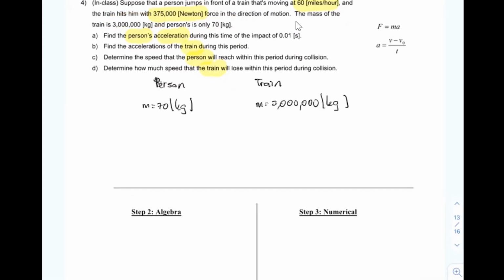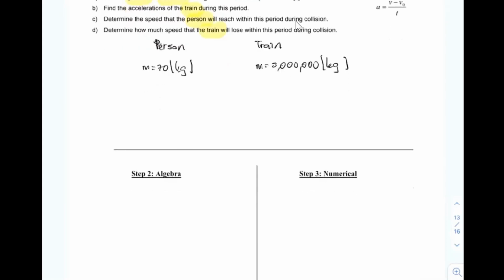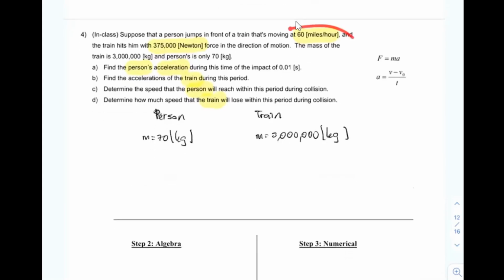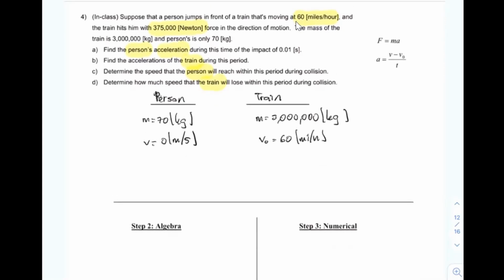All right, what else do I know? I know that the train is moving initially at 60 miles per hour. So we got 60 here. That's the speed of the train, so the train has an initial speed. And I also know that the person is not moving, so this is going to be 0. The person is not moving in the direction of motion. So the train is moving, not the person. What else do we know?